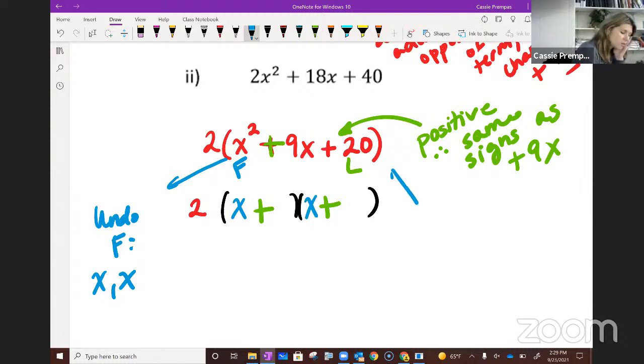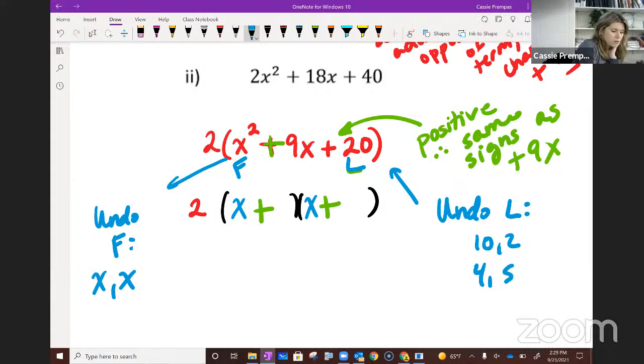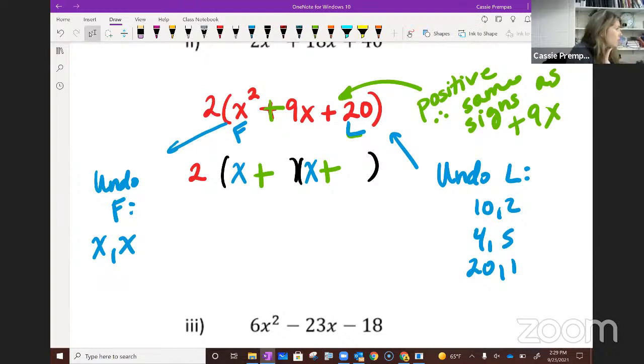Now I have to undo the L. What times what would give me 20? 10 and 2, 4 and 5. What if those don't work? 20 and 1. Okay. 4 and 5 are closer together, so let's try those first. Well, in this case, it doesn't matter. Right. Exactly right. Now, how do we know if 4 and 5 worked?